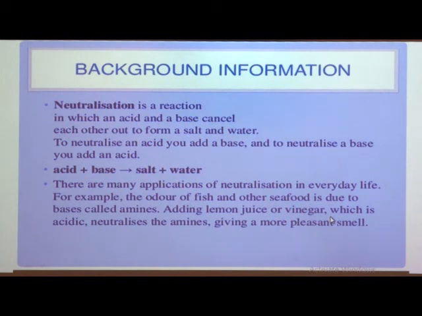Then we know that lemon juice and vinegar are acidic substances. So these acidic substances are going to mix with this base, which is amine. So what will happen? They both will cancel each other's effect, or they both will neutralize each other, and it will give us a more pleasant smell. So this example is given as a neutralization process, which you will see in your day-to-day life. Also you can experience it in your day-to-day life.